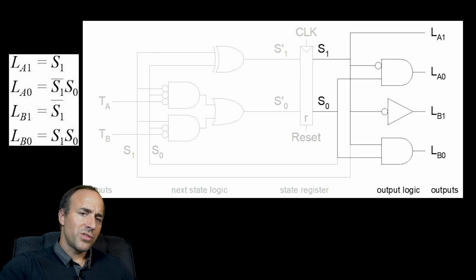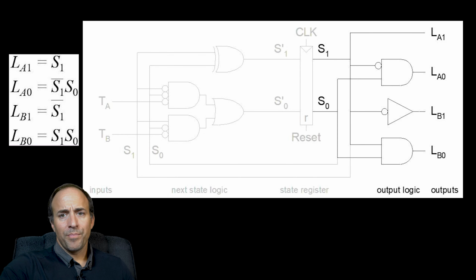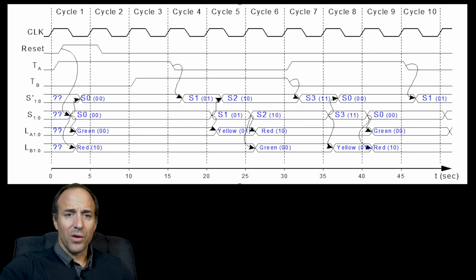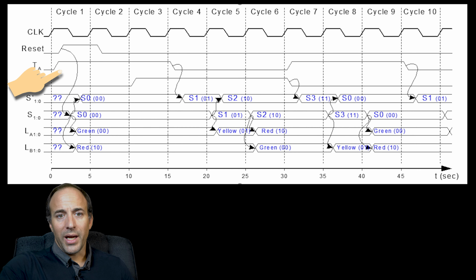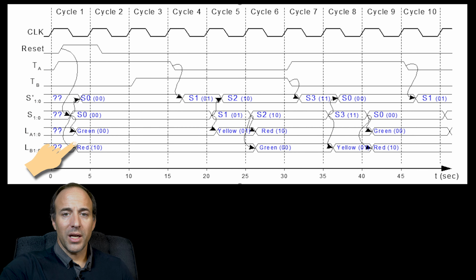When we simulate this circuit, our test bench needs to provide a clock signal, a reset pulse, and the input stimulus for TA and TB. Each is a single bit. After the reset, the circuit will come up in its start state, in which it will generate a green light on Academic and a red light on Bravado.